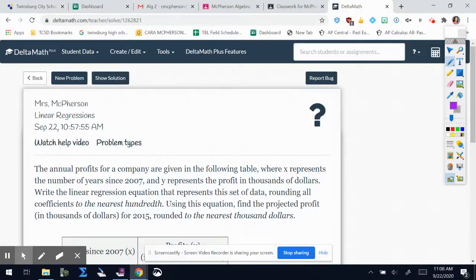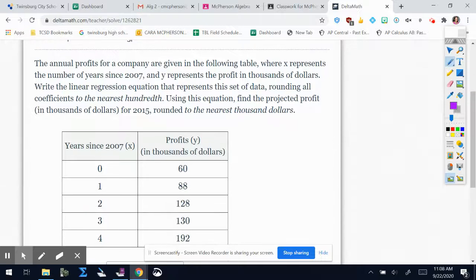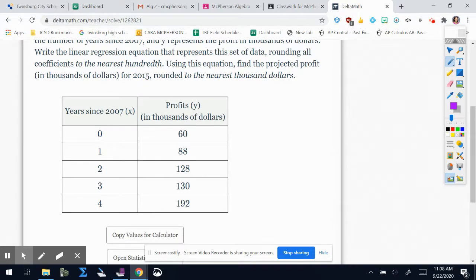So here's what it's going to look like on Delta Math. You're going to be given a question like this where they're going to give you a table of data. So in this particular question, it's looking at profits for a company. X is representing how many years it's been since 2007. So we're starting in 2007. And Y is representing the profit in thousands of dollars. So for example, in 2007, the profit was $60,000. And in 2008, it was $88,000.